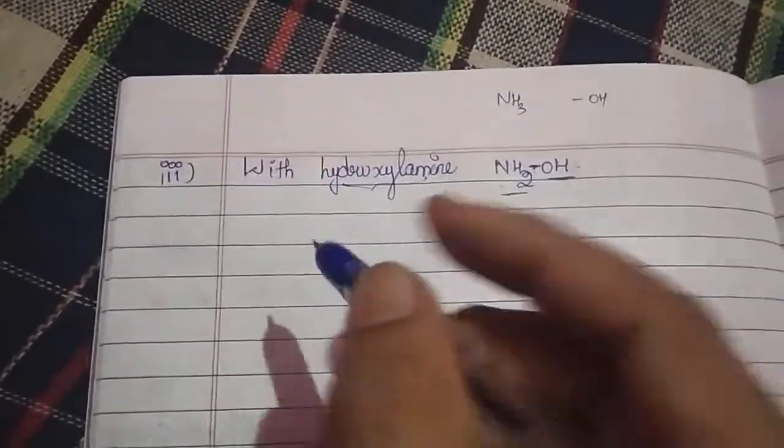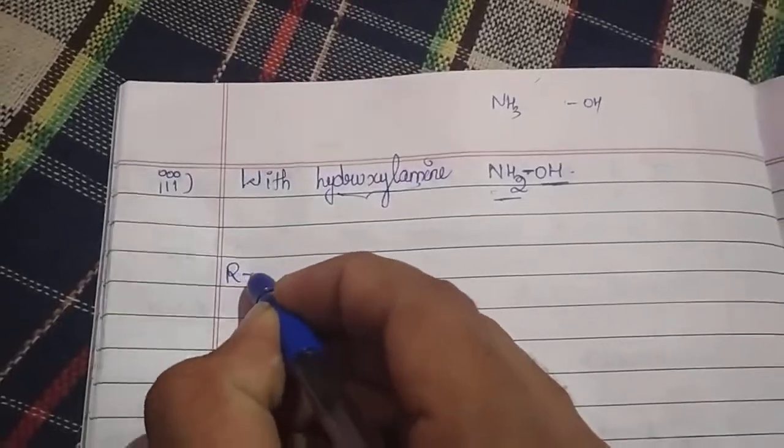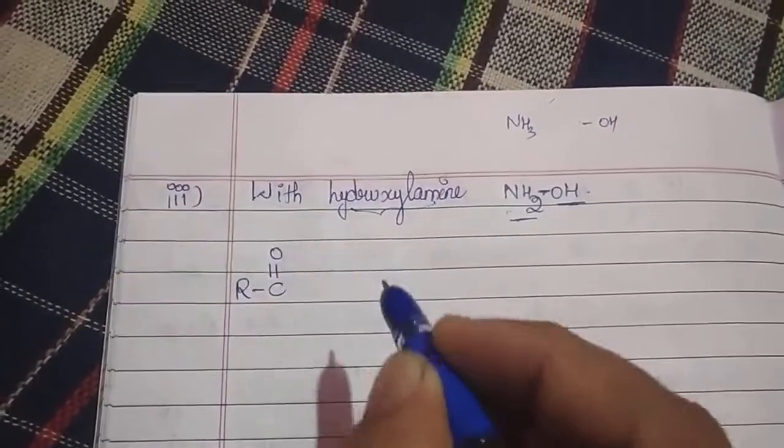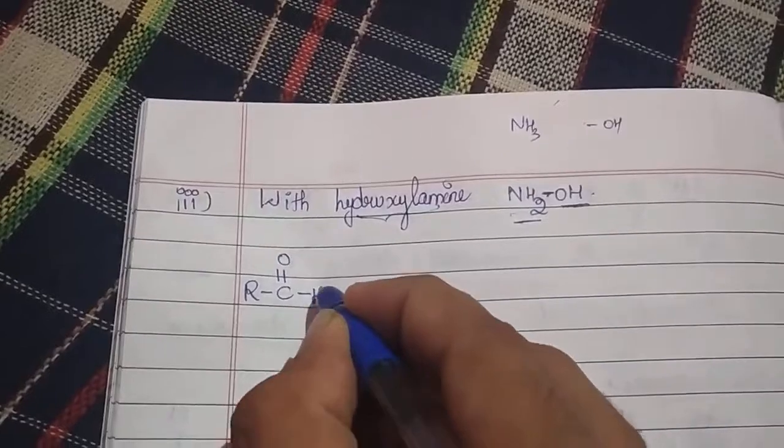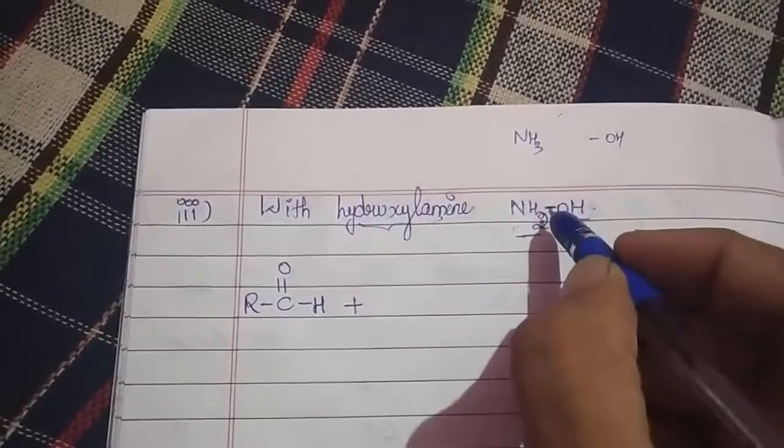Okay. So now let us deal with it. First let us talk about our aldehydes, RC double bond O and H. So as I mentioned, how are you going to write it?